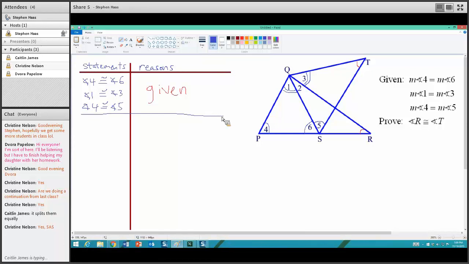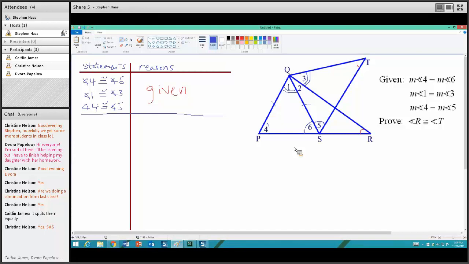Is there anything else that we can get them through? Well, let's think about what other things this might do. So what other things might we be able to prove? Now, angle 4 and 6 being equal means that PQR is an isosceles triangle. If the base angles are equal, then the sides are equal too. So that means this side is congruent to that side. We don't know if that'll help yet, but it might.